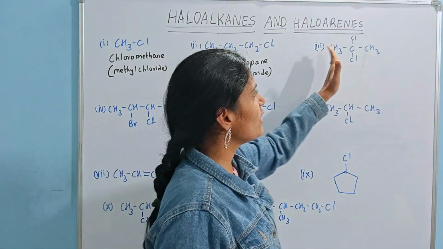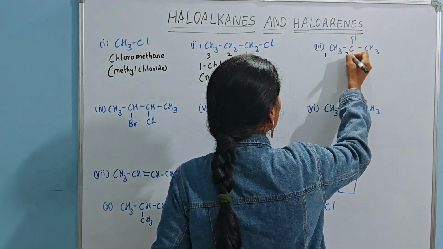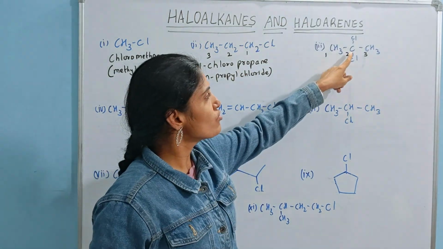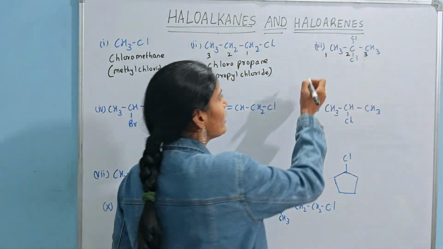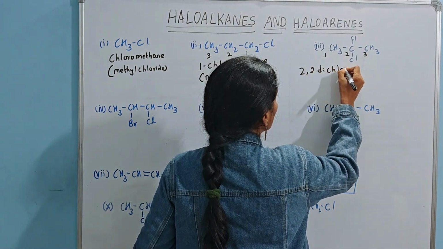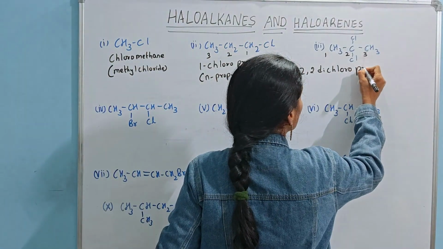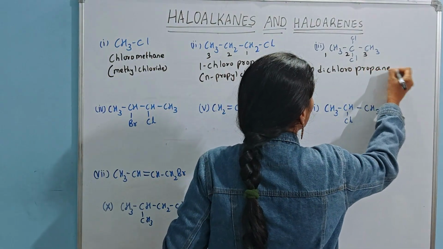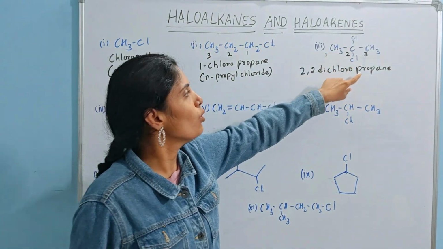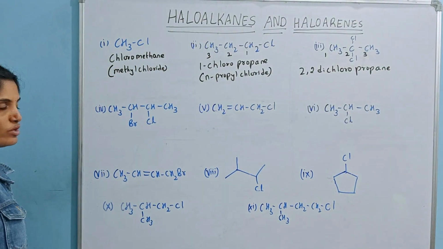Here it is the same whether I number from left or right. So I will number from the left side. 1, 2, 3. At the second carbon, I have 2 chlorines. So how will I write it? 2,2-dichloropropane. At the second carbon, I have my 2 chlorines, 2,2-dichloro. Word root is prop, and it is propane, as there is no unsaturation.